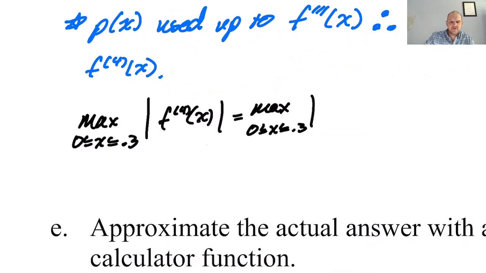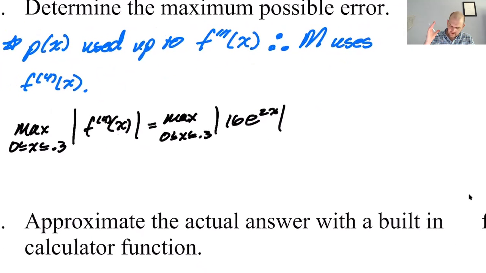I'm not going to switch, I'm just going to look. 16 e to the 2x. Okay, now the actual value of this: 16 e to the 2x is definitely an increasing function. It's definitely 16 e to the 0.6. That's definitely what M should be.